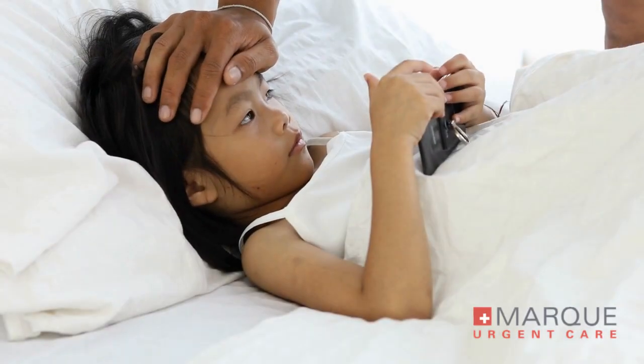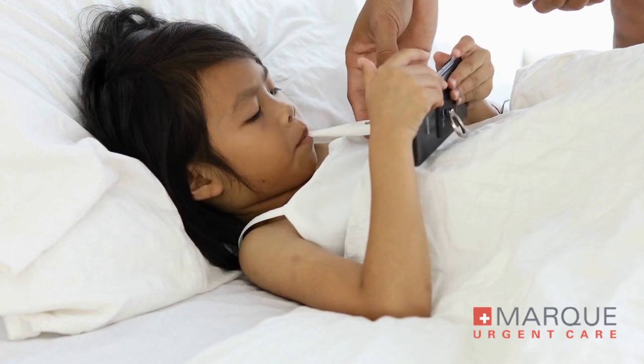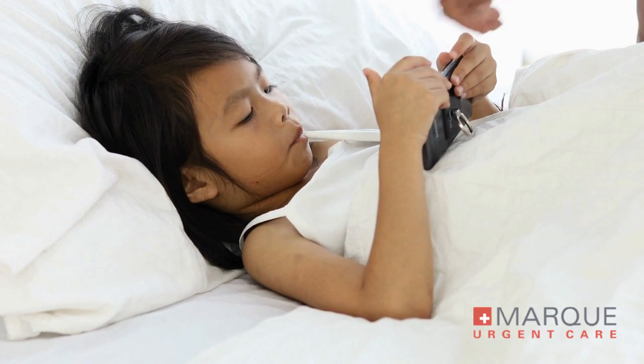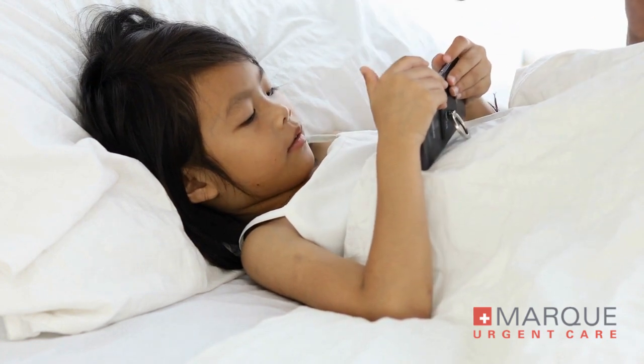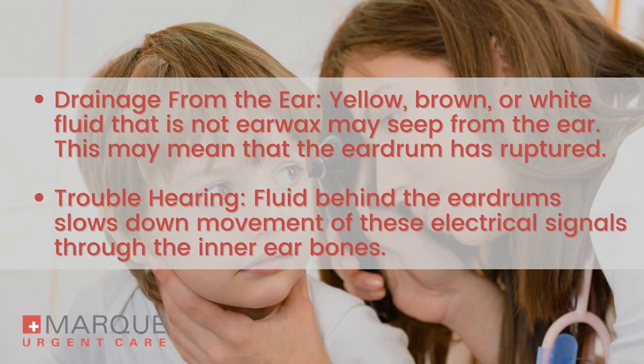Some other symptoms to look out for include a fever. Ear infections can cause temperatures up to 104 degrees Fahrenheit. Some 50% of children will have a fever associated with an ear infection. You also want to look out for drainage of the ear. Look for either yellow, brown, or white fluid that is not earwax.